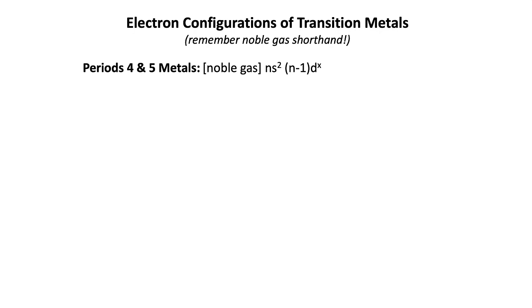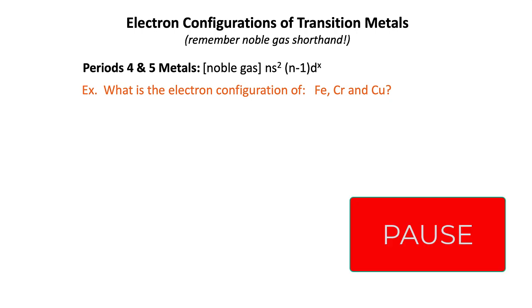And then you'll have that -1 d orbital. So if it's 5s, you'll have the 4d sublevel. And hopefully this is a good refresher of what the numbering system of these sublevels should be. For example, what is the electron configuration of iron, chromium, and copper? And here would be a good chance to pause the video and see if you can refresh your memory on electron configurations for these transition metals.